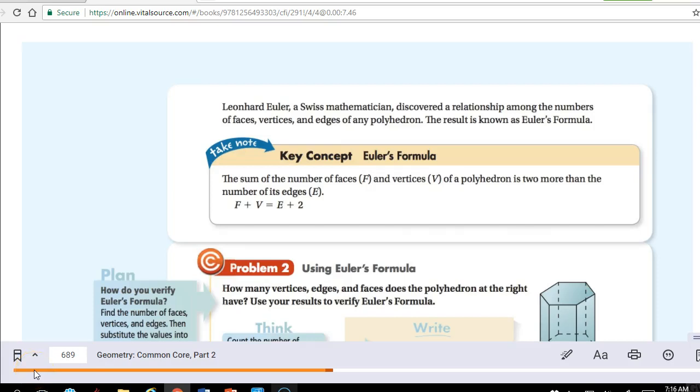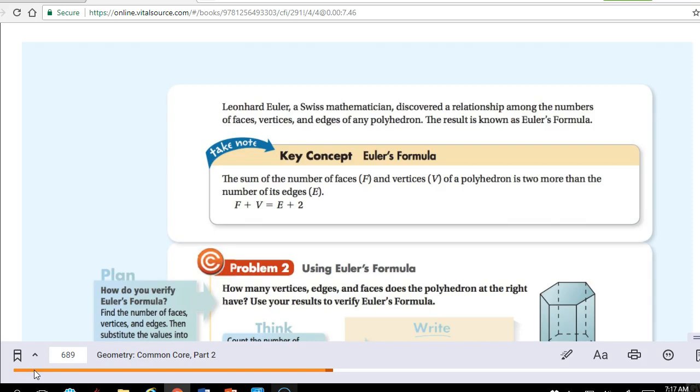Hello again. We are going to be looking at section 11.1, talking about space figures and cross sections. We're looking at problem number 2 here on page 689 in your textbook. But before we actually got to 2, I wanted to bring your attention to this key concept, because that's what we're going to actually be using in problem 2.